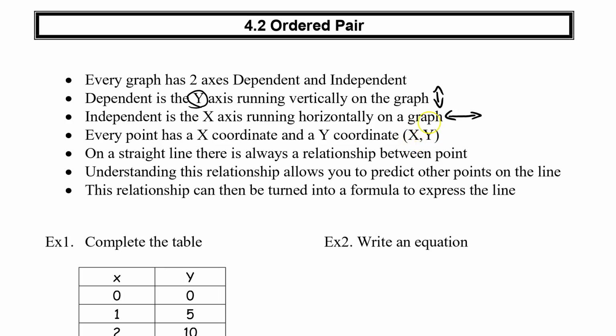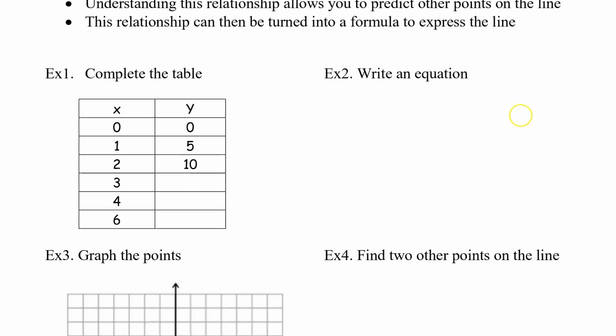And the way that we denote that, or the way that we write that down, is x comma y in brackets. On a straight line, there is always a relationship between each point. Understanding this relationship allows you to predict other points on the line. This relationship can then be turned into a formula, and that can express the line.